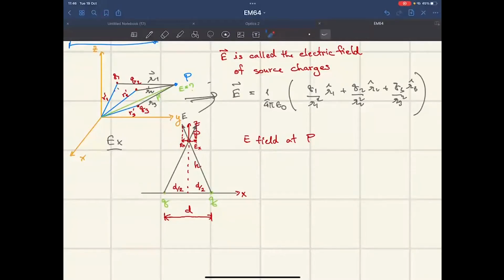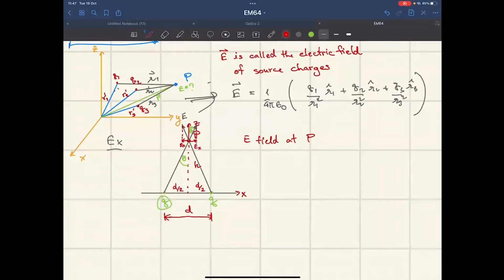Now, let's consider only one side here. Let me consider only this side, and I will multiply by 2 later. This thing is angle theta. When this is theta, this also is theta. So our E field here, just from point Q here.